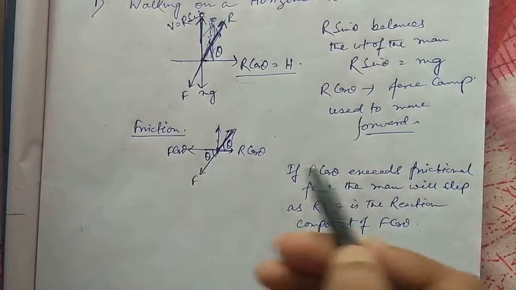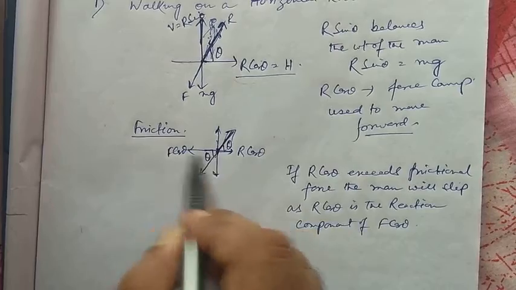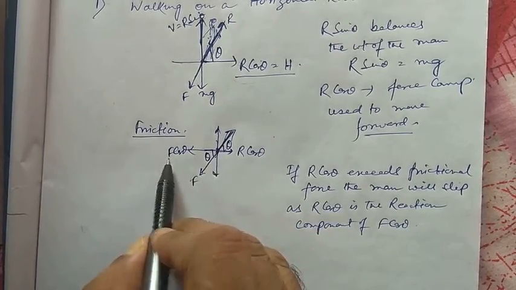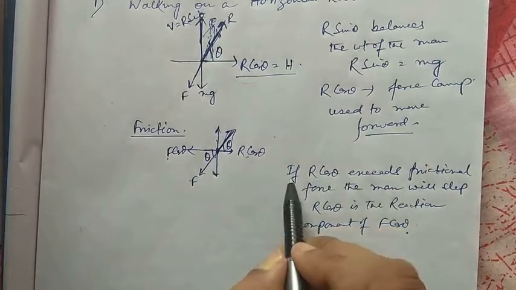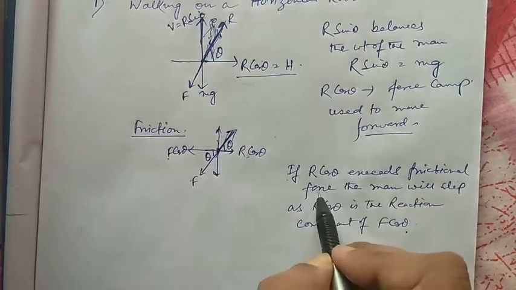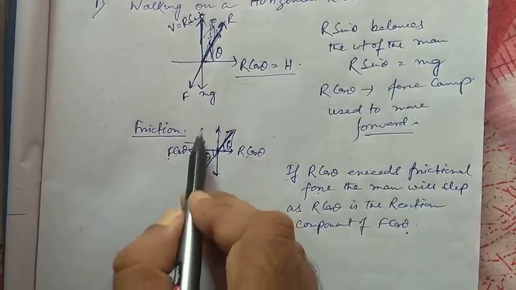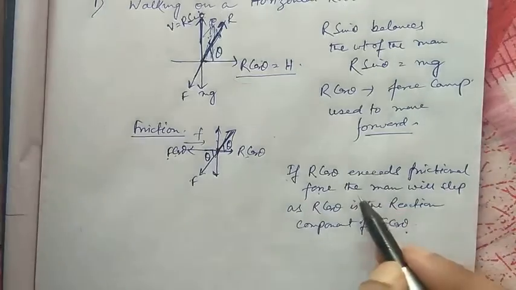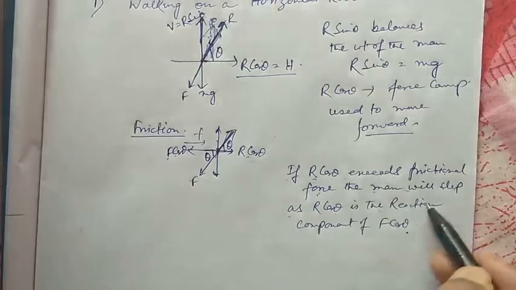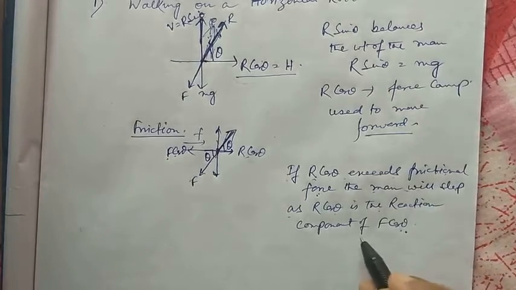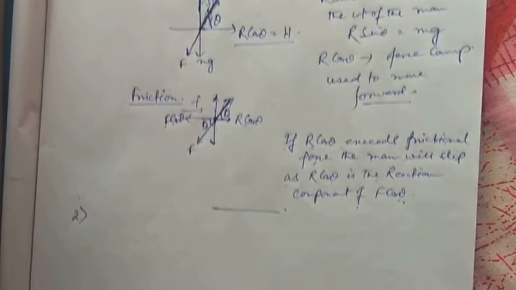So we can explain it like this. If we break this F into two components, F cos theta and F sin theta, then R cos theta is the reaction component of F cos theta. So you can state that if R cos theta exceeds the frictional force, or rather F cos theta exceeds the frictional force, because the frictional force will act in the forward direction, the man will slip, as R cos theta is the reaction component of F cos theta. Now moving on to the next topic, it is the flight of birds.